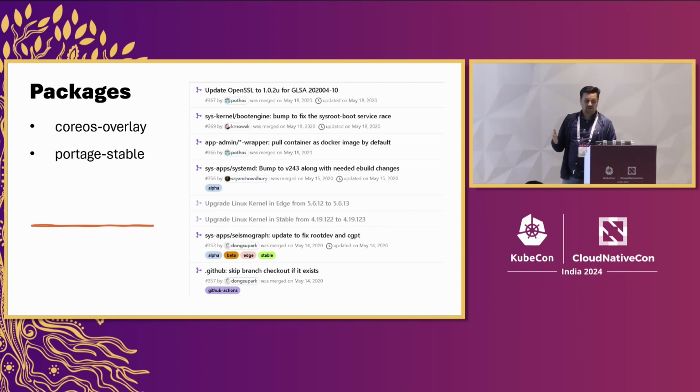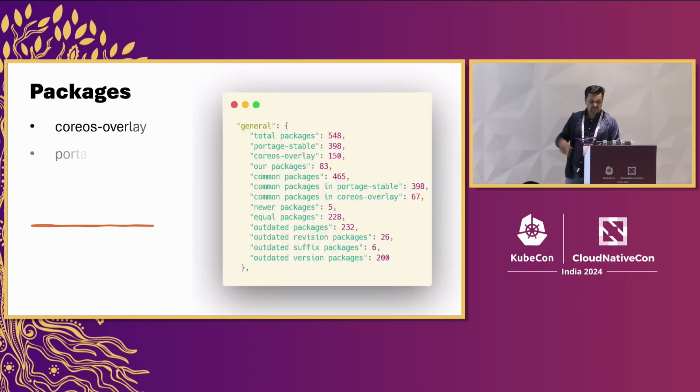And one thing I would like to mention here is, if you see on the left side, there's CoreOS overlay and portage. So primarily what portage means is that any packages which have no changes and are directly fetched from Gentoo, we put into portage table. And if they have any changes in the ebuilds or carry patches or any changes, or our personal packages, they go into CoreOS overlays.